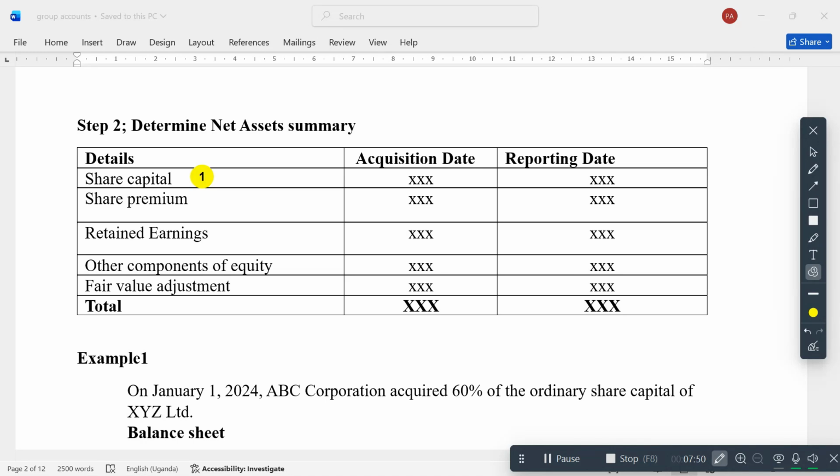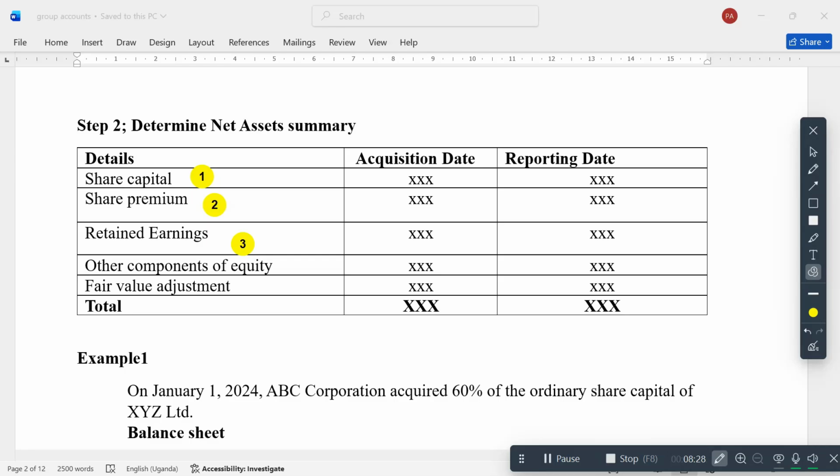Otherwise, what you have to do, go to the balance sheet given. We are going to have a look at an example. You pick the share capital of that company you have acquired. Could be subsidiaries or share capital for associate, depending on what you are handling. Then if you have share premium, still you bring it under here because this is also a component of equity. You bring it here. You get the one for acquisition date and the one at reporting. You record it there. You get the one for retained earnings. You also include it there at the acquisition date and at reporting date.